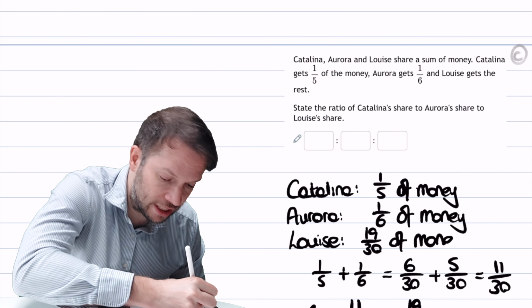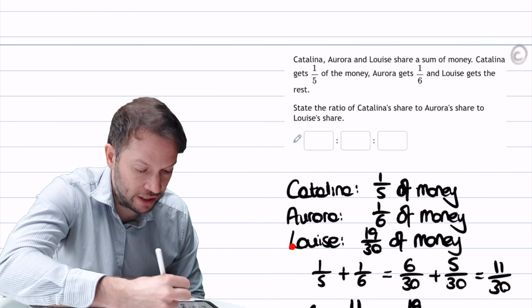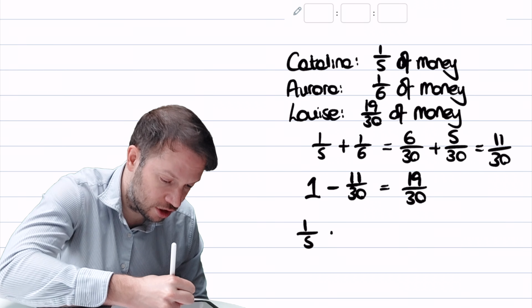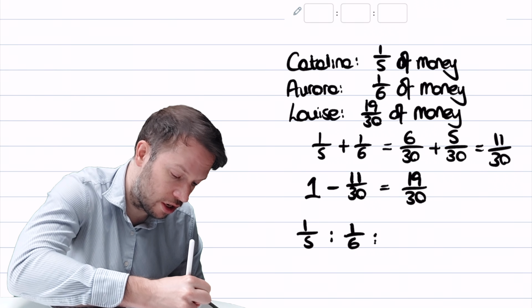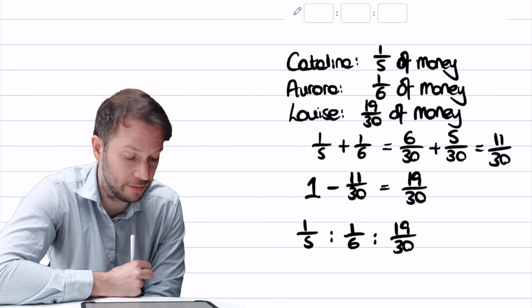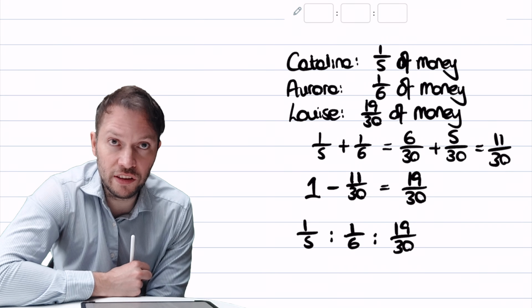And it wants the ratio of what Catalina gets to what Aurora gets to what Louise gets. So that ratio is going to be a fifth to a sixth to 19 30ths, like that, just using those three fractions. But we don't like fractions in ratios, so we want to turn these into whole numbers.